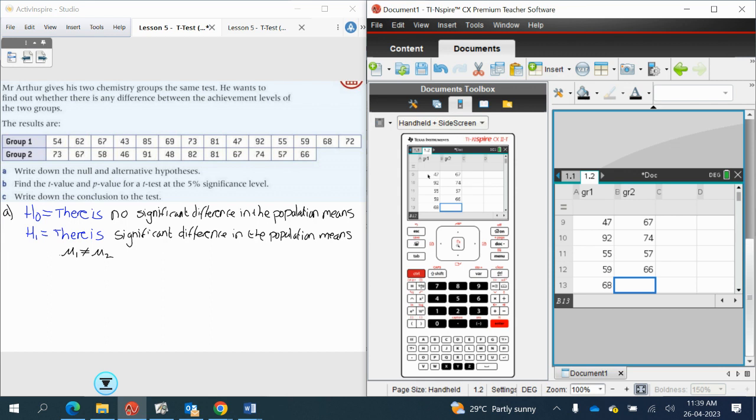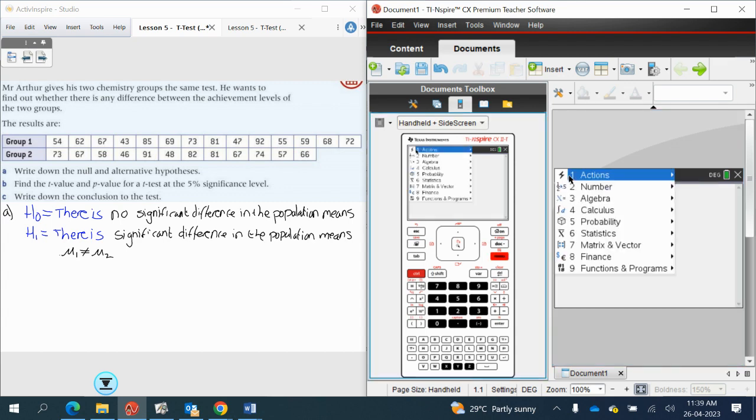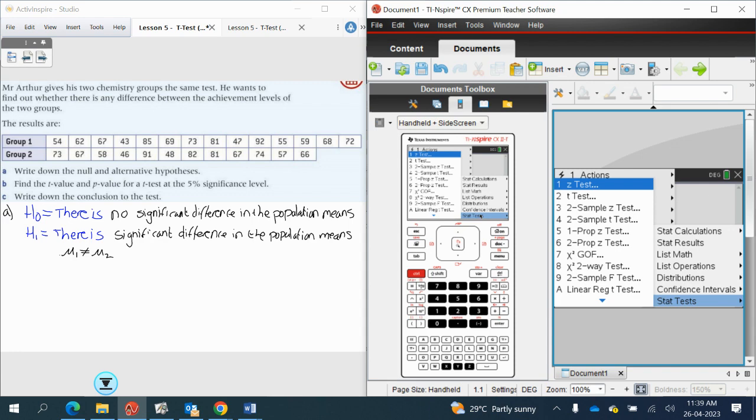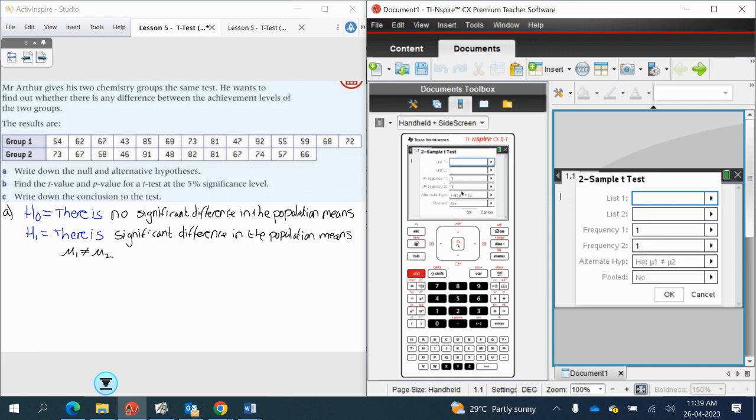So once you've typed your data in, you can move over onto the calculator page, and we're going to press Menu, Stats, Stat Tests, and we want the 2-sample t-test, which is number 4. We're going to input the data directly, so we have the data stored in the spreadsheets. List 1 is going to be group 1, list 2 is going to be group 2. Now the important ones are these last two.